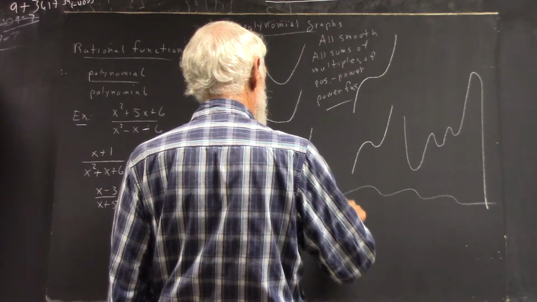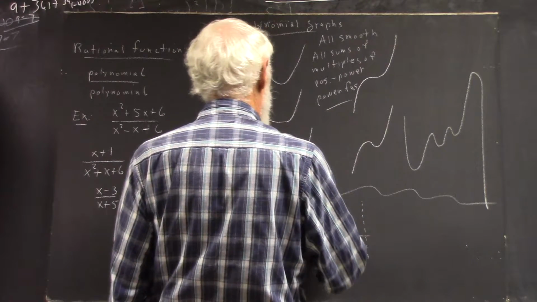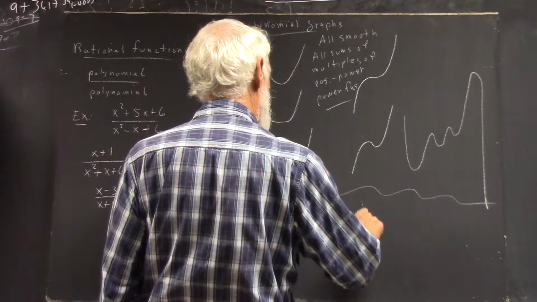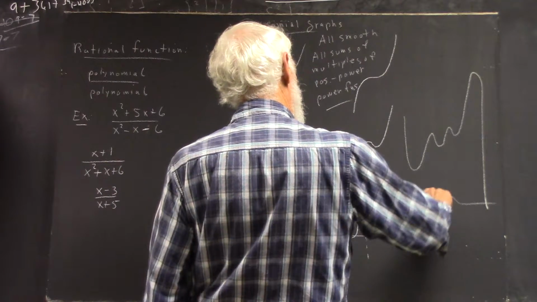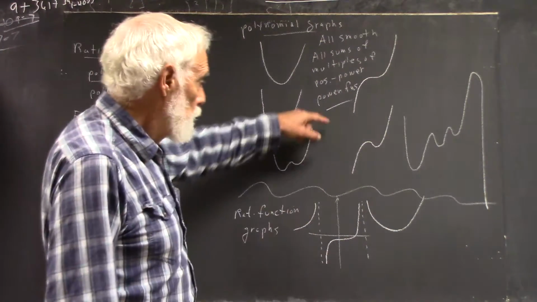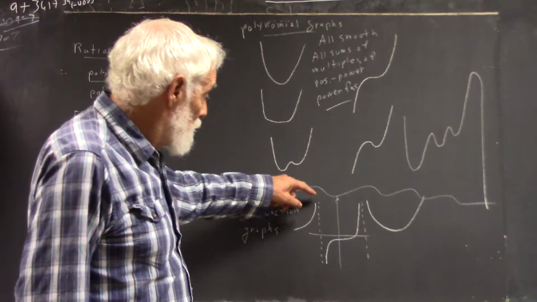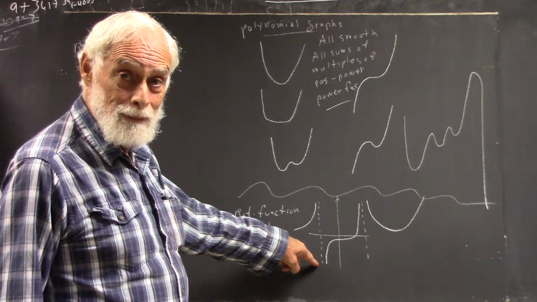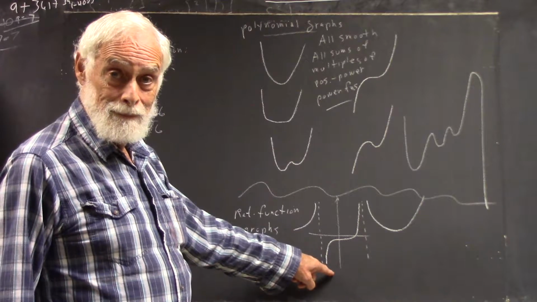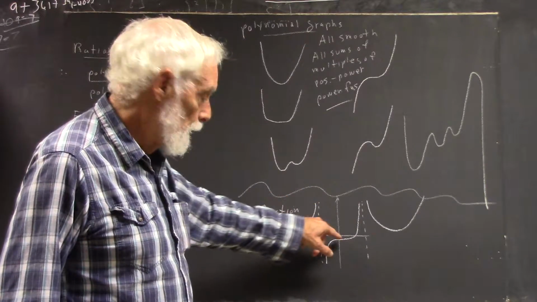Rational function graphs typically look something like this. Now that doesn't look a whole lot like one of these, but what you've got to understand is this is a vertical asymptote, and this is much like what you would get from a 1 over x function. Now it's kind of reversed, because an upside down 1 over x function could look very much like this.